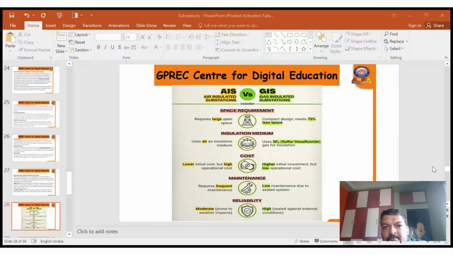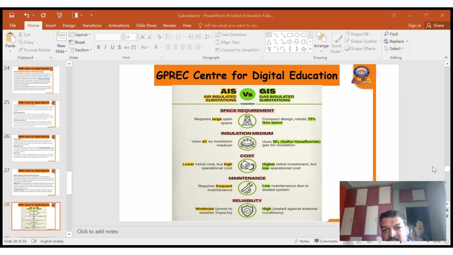So coming to the comparison between air insulated substation and gas insulated substation. So coming to the space requirement. So criteria is space requirement. Air insulated substation generally requires very large space as compared to the gas insulated substation. Whereas gas insulated substation requires only 70% less space as compared to the space that is required for air insulated substation.